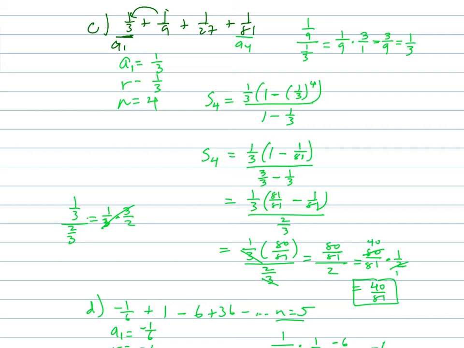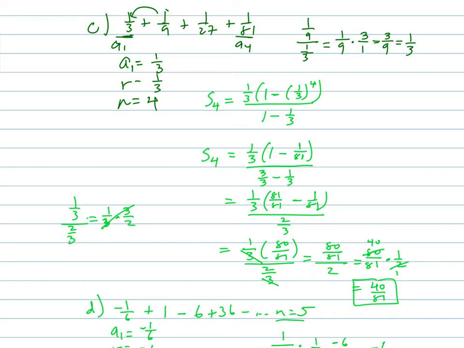So we got a sub 1. And a lot of times it's helpful to kind of draw these out, and I haven't been. But a sub 1 is 1/3. Our r, let's see, 1/9 divided by 1/3. That's the same as 1/9 times the reciprocal, which is 3 over 1. So that's 3/9, which, if I simplify that down, is 1/3. So our r is 1/3. And finally our n, I got 1, 2, 3, 4 terms. 4 terms.